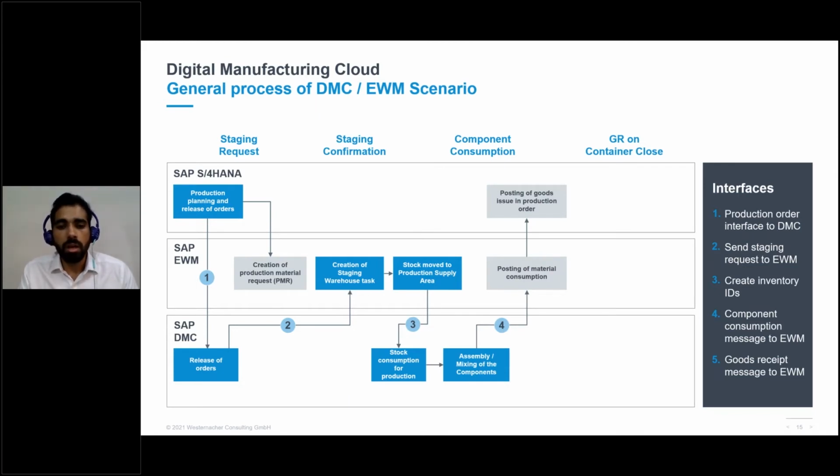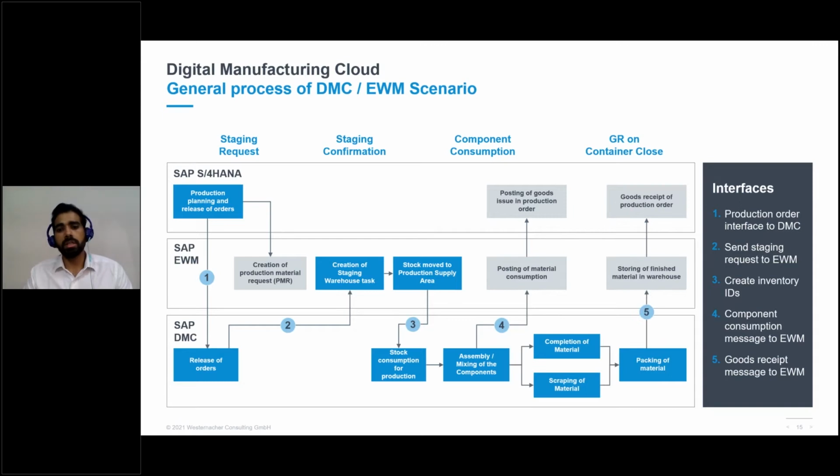Both of these interfaces for stock consumption and goods receipt will be communicated immediately back to EWM and thereby ERP. It's worth mentioning here that this entire process can be enriched by any quality management we are using. It can be the quality management of S/4HANA or the QI of EWM. Also, we'll see that for the packaging of stock in DMC, we have a very effective and simple visualization. On the right-hand side of this slide, we have listed the interfaces that we'll be using for our demonstration today.